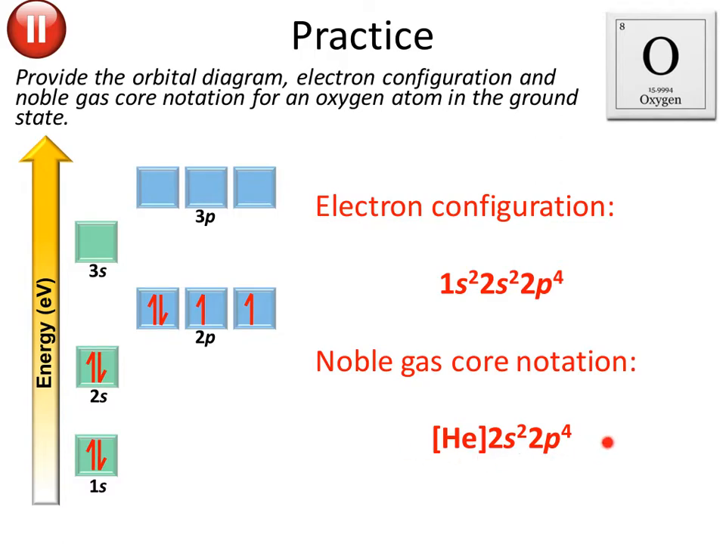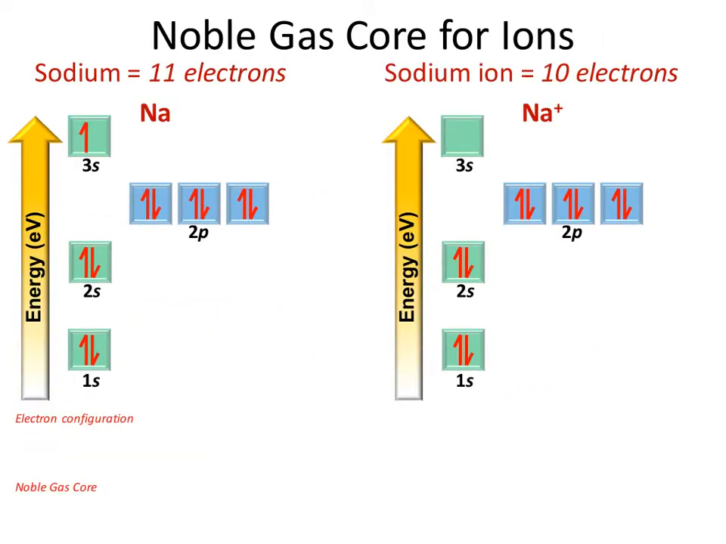Again, if you wanted to use the noble gas configuration, or noble gas core, you can translate this one into He, so kind of move that into He, and then write on from there. So 2s2 and 2p4. Now again, when we look at noble gas core for ions, there's not really much of a difference.